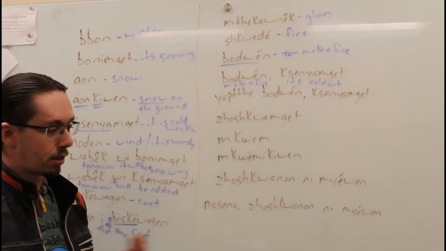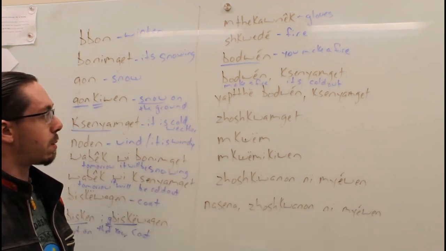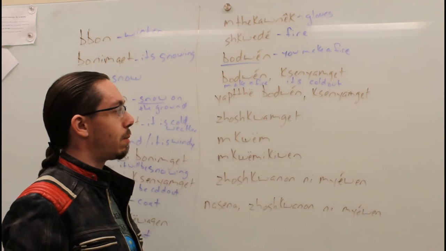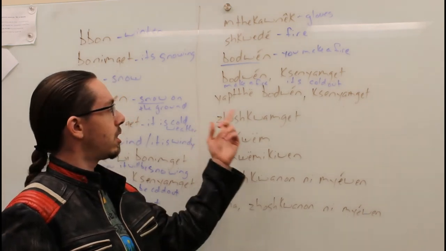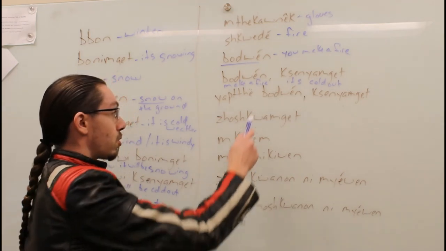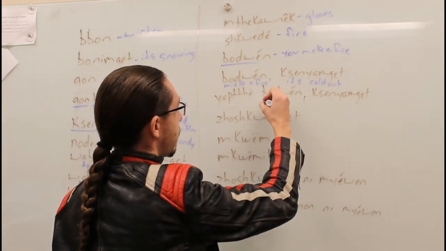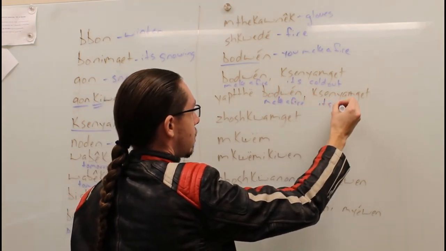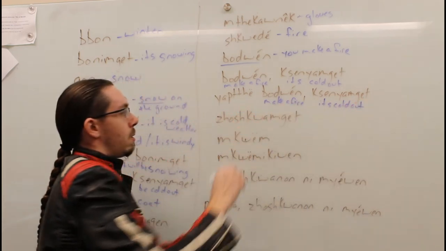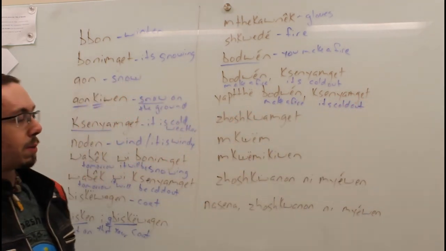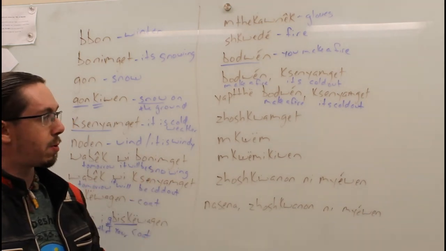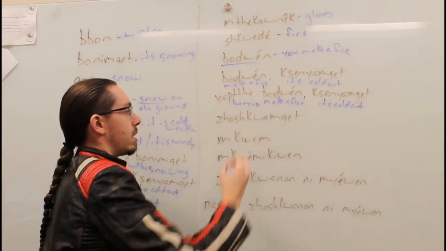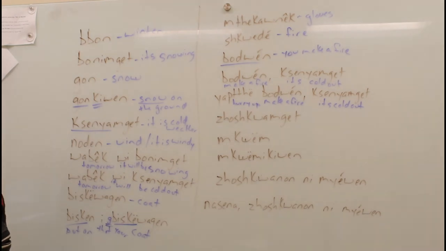Now you can build on these sentences. There's many different ways you can make these sentences. These are just a couple of examples. Next one. Yapcha Bodwan, Kasenyamgit. So we have, you make a fire. And we have, it's cold out. When you put that yapcha in front of a verb, it's hurry up and do what the verb is. So yapcha bodwan, hurry up, make a fire, it's cold out.